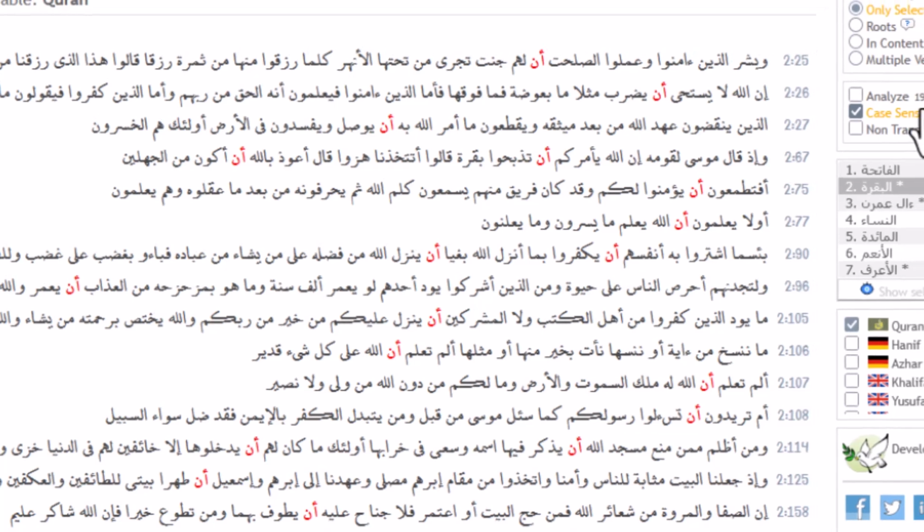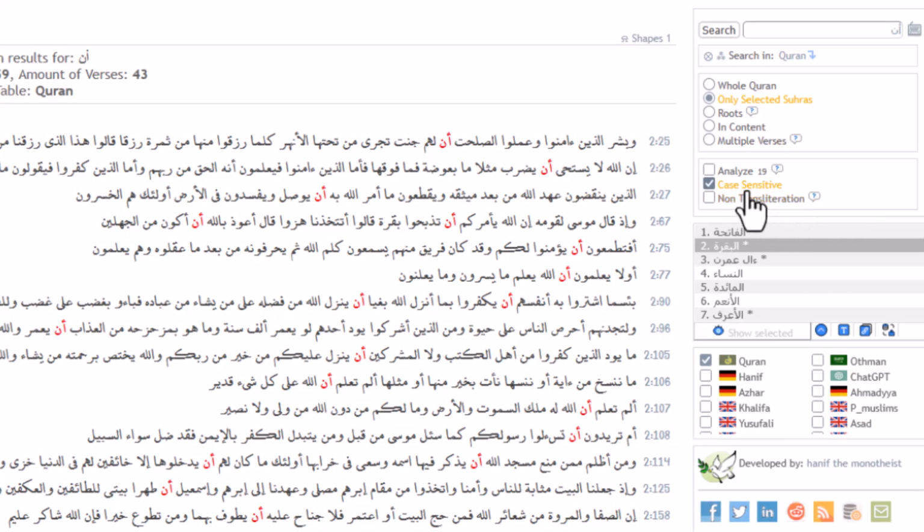So that's the difference between non-transliteration and case sensitive. Case sensitive makes the word only what you're looking for, but it's not avoiding transliteration if it's on. If you put the transliteration away, it will search for the same letters and the same word. If you put the non-transliteration on, it will search for the same word, but not the same letters, not the same vowels. So this is very important to understand, the difference between case sensitive and non-transliteration.